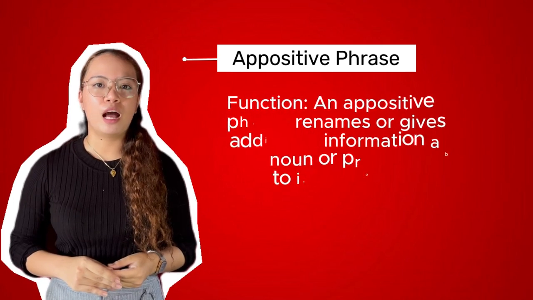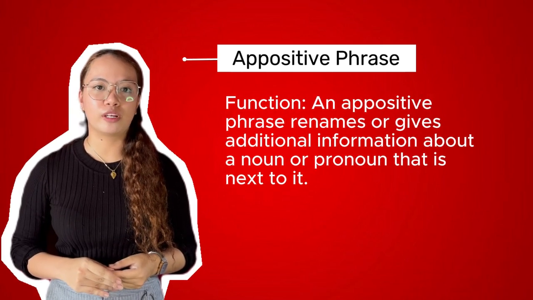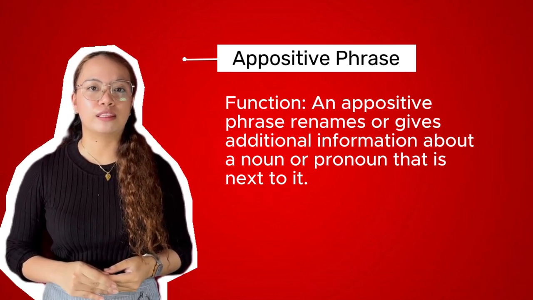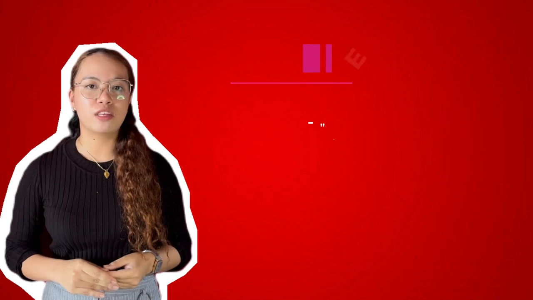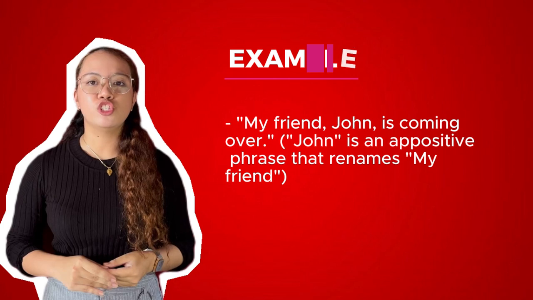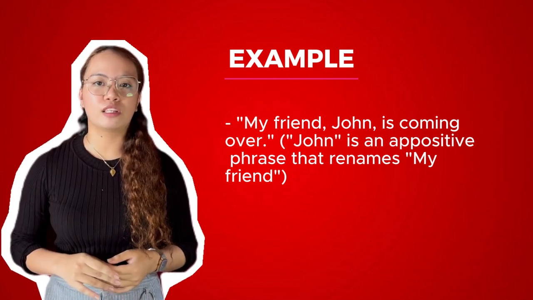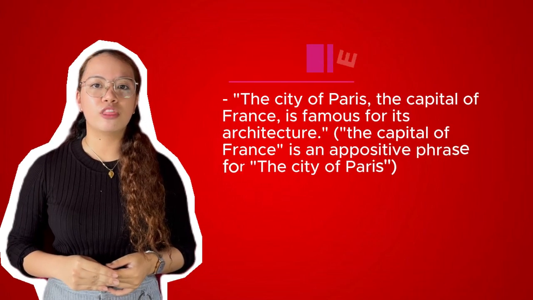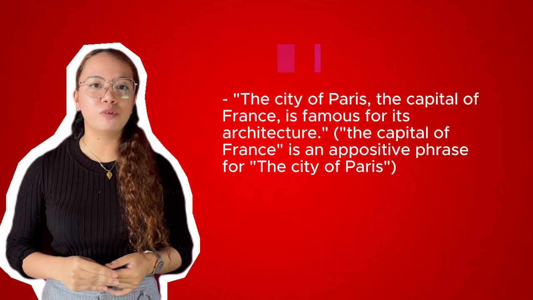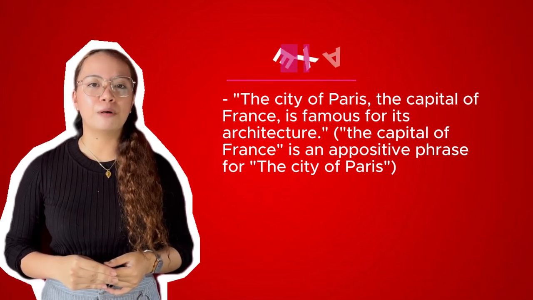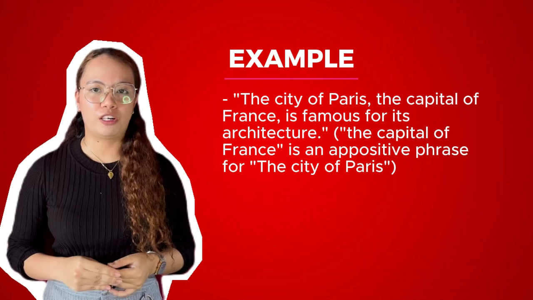So next, let's proceed to appositive phrase. An appositive phrase renames or gives additional information about a noun or pronoun that is next to it. So here are the examples. My friend John is coming over. John is an appositive phrase that renames my friend. Another example, the city of Paris, the capital of France, is famous for its architecture. The capital of France is an appositive phrase for the city of Paris.